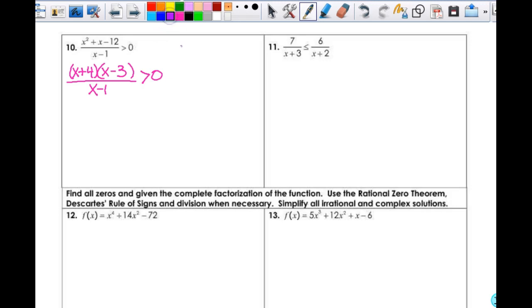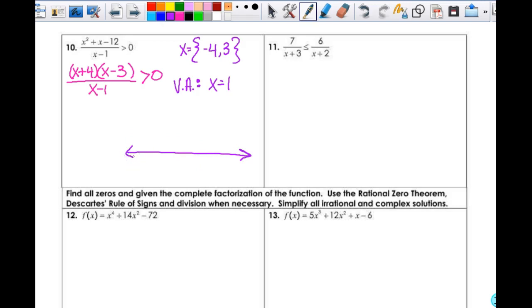I'm going to find the zeros of the numerator. The zeros of the numerator give me the zeros of the function itself. So this is going to be negative 4 and positive 3. And then the zeros of the denominator give me my vertical asymptotes. In this case, it would be x equals 1. And remember, that is a line, so it is x equals 1. Then I need to draw my number line.